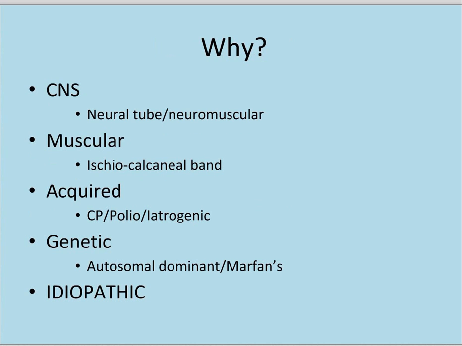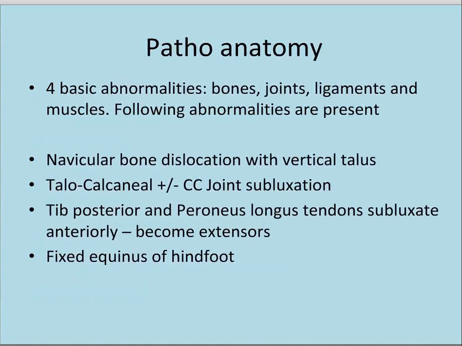Acquired, you can get polio or cerebral palsy, iatrogenic. So they mentioned that overcorrection of clubfoot can lead to this condition, and then genetic, noted to be autosomal dominant. And finally, the biggest cause is idiopathic. In terms of pathoanatomy, there are 4 basic abnormalities that you can think about, and they're divided up to bones, joints, ligaments, and muscles, and these are nearly always present.